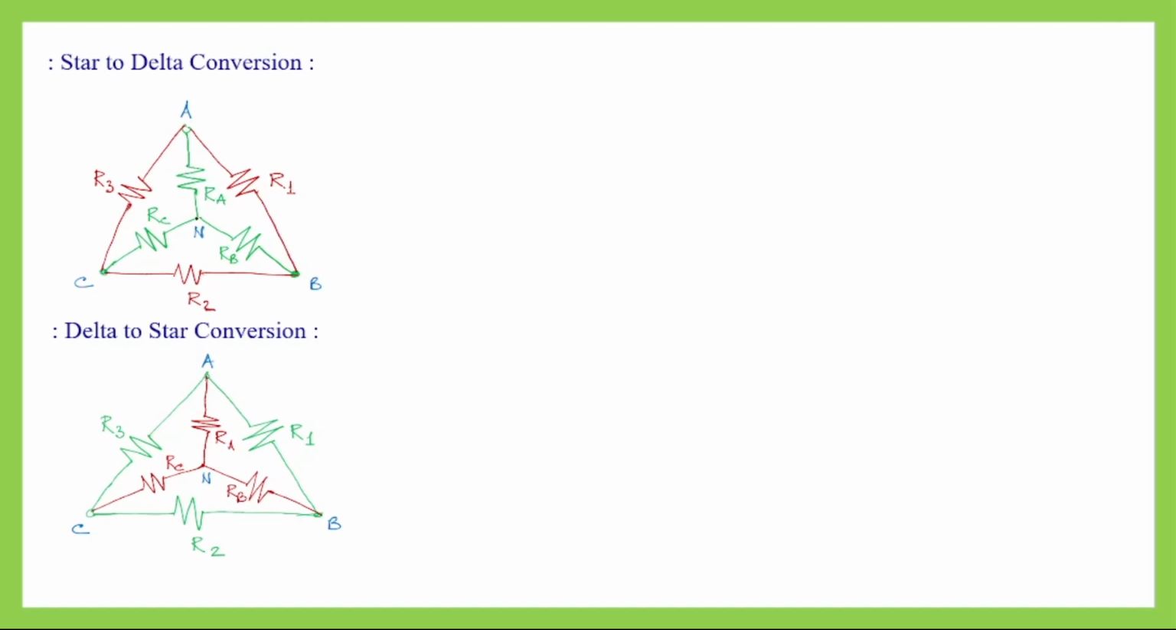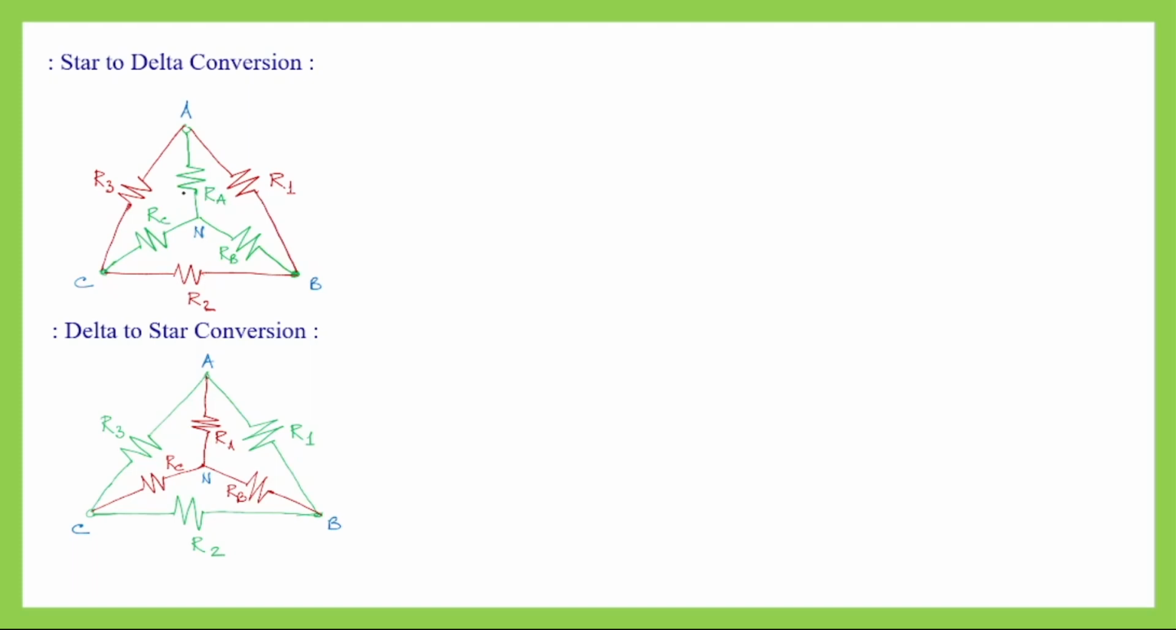Now this is the neutral point of that star connection, and these are the three other endpoints, A, B and C. The equivalent delta connection that will be formed for this star connection will be between A, B and C only. So between A and B, this is the resistor R1, between B and C R2, and between C and A, this is R3. Now R1, R2, R3 are the resistors of that equivalent delta connection.